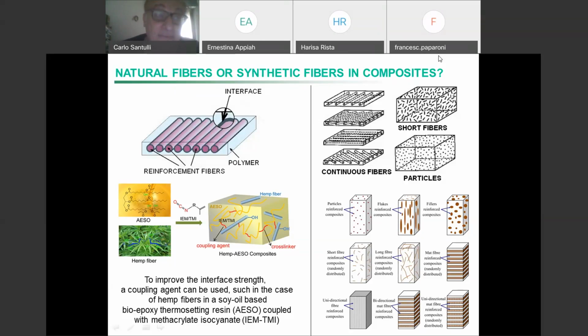Materials, then you have bioplastics, which are plastics of biological origin, and you have bio-based plastics, which are plastics obtained from biological materials, but they are the usual plastics. So, for example, you have polylactic acid, which is obtained from corn starch, and it is a bioplastic. And you have bio-based plastics.